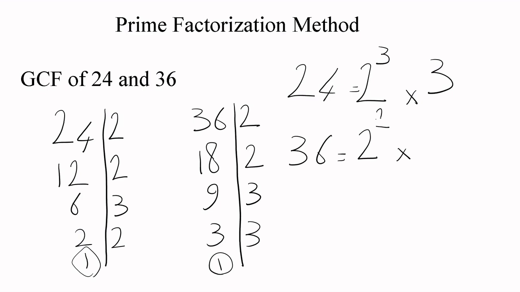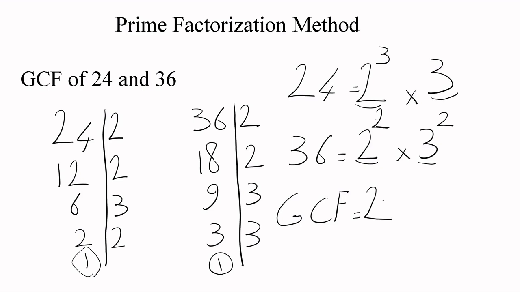I'm sorry, 2 to the power of 2 times 3 to the power of 2. I told you, how can I calculate GCF? First, I must specify, do I have any common prime factors between them or not? Yes, both of them share 2 and 3. I can see 2 and 3 for 36, and I can see 2 and 3 for 24. So, common factor, GCF will be 2, 2 with the smallest power.